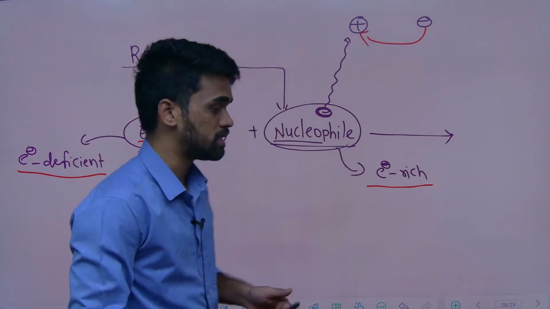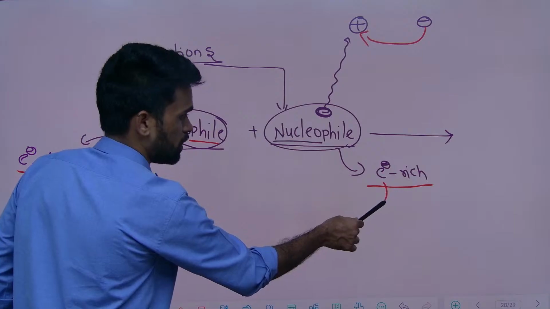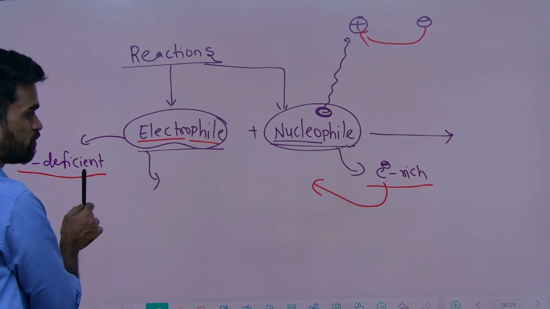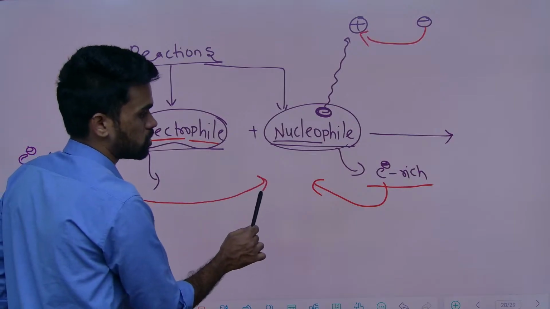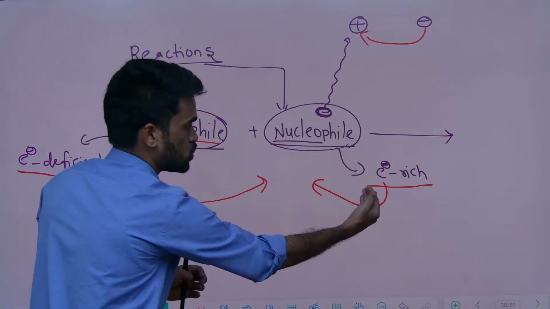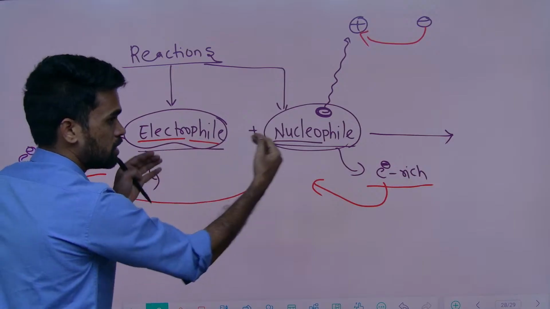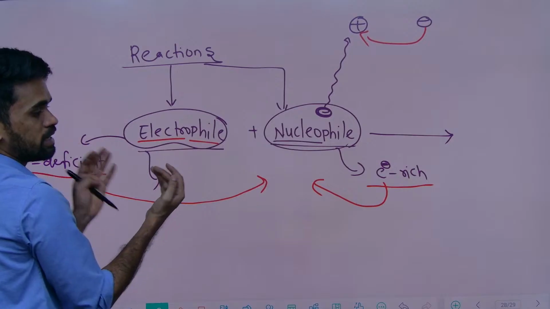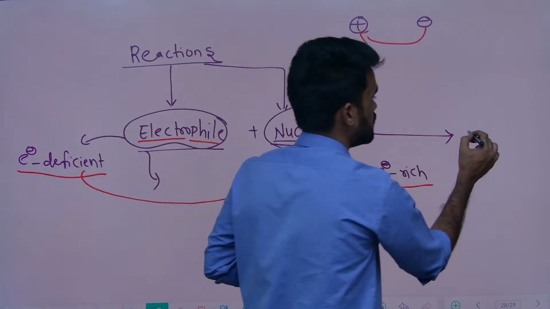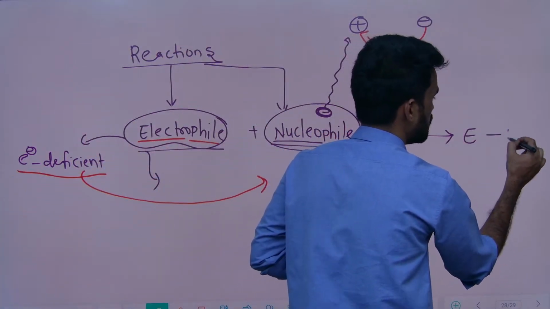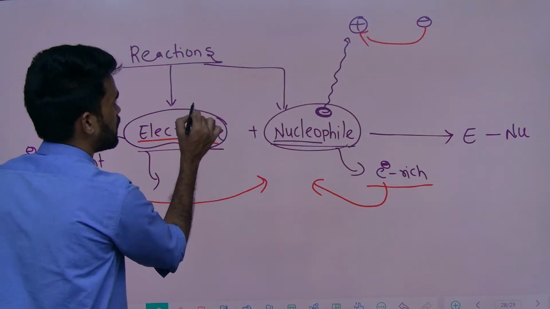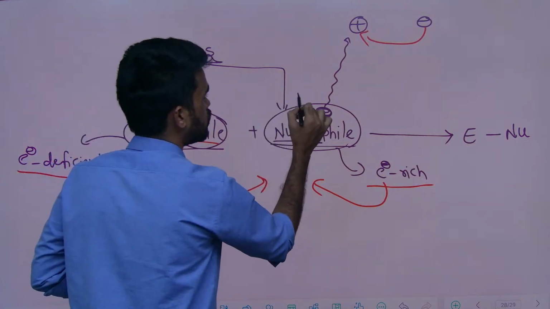Now what happens is, this electron rich fellow will try to donate the electron, and this electron poor, electron deficient fellow will try to accept the electron. So that is simple. This is donating, this is accepting. Then we are going to make a bond between this nucleophile and electrophile. That's how our final product will be: if the electrophile is E and the nucleophile is Nu, then there is a compound like this. So I am indicating the electrophile with the symbol E and the nucleophile as Nu.